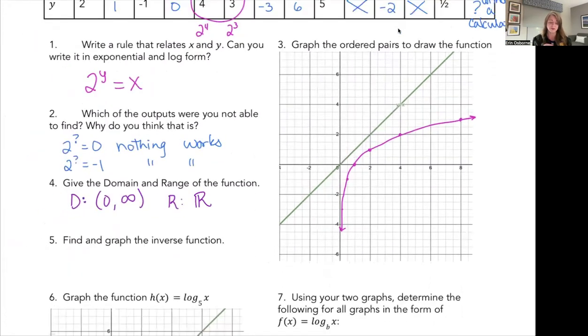Find and graph the inverse of the function. Now that's just swapping a few of our ordered pairs. So we want to go (0, 1), instead of (2, 1) we want (1, 2), and instead of 4 to the right, 2 up, we want to go 2 to the right and 4 up, and so on. You can see that this half will look like an exponential curve.